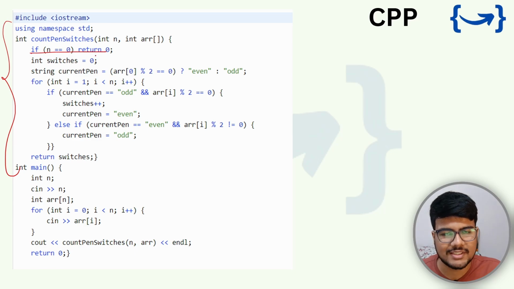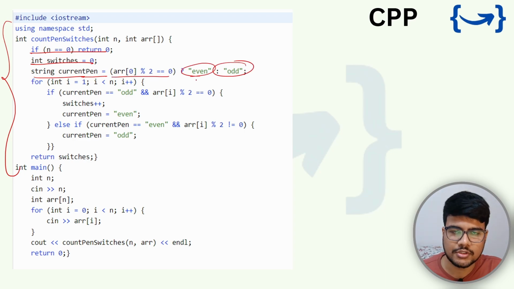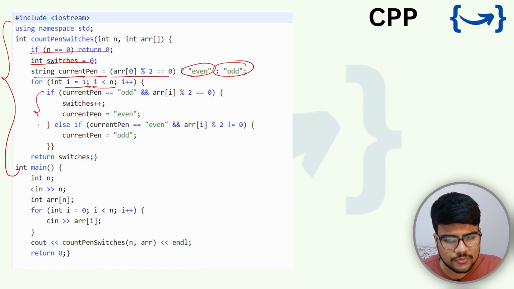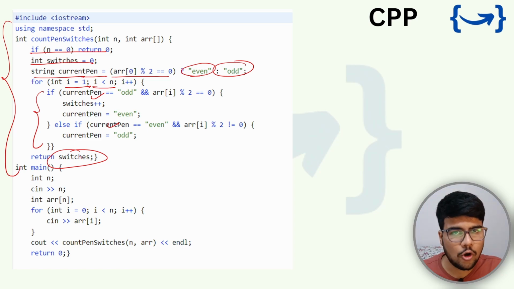If you see, the base case has been taken care of. Int switch is equivalent to 0, string current pen. Let's check that out whether it's even or odd. The very first, just make sure that you are updated with your current pen as it is a very initial part of this whole program. So now start with i, go till n. Now same loops, the first task, the second task, and you are done with your program. Just return the switches. The time complexity, space complexity remains the same.